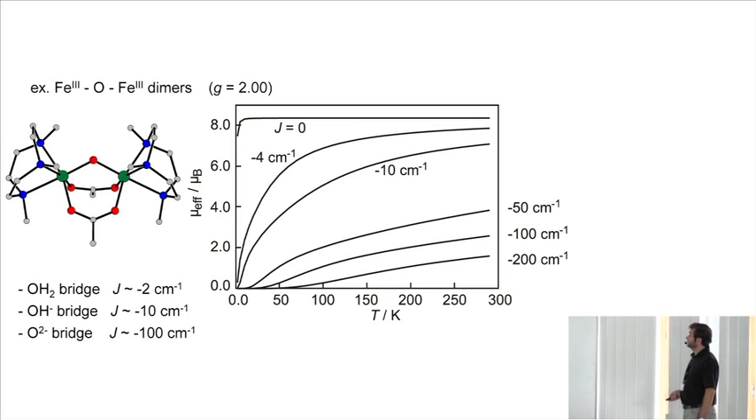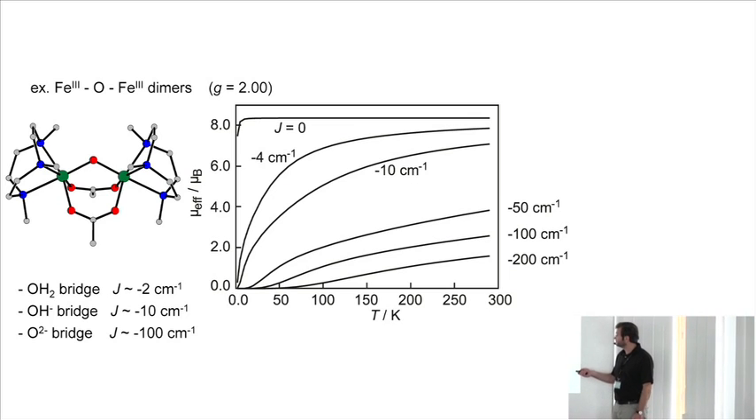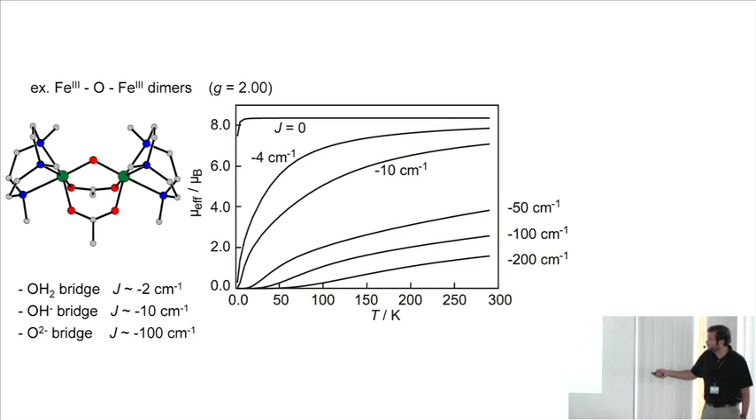What can we learn from this? Well, we can simply make a structural argument. Because if you have an O2- bridge, then the coupling between two iron(III) ions is mainly in the region of -100 wave numbers.